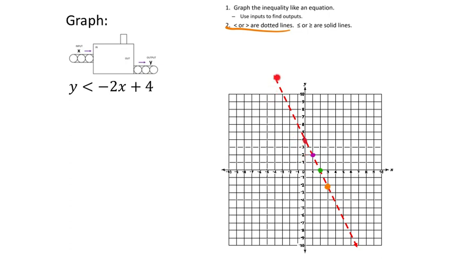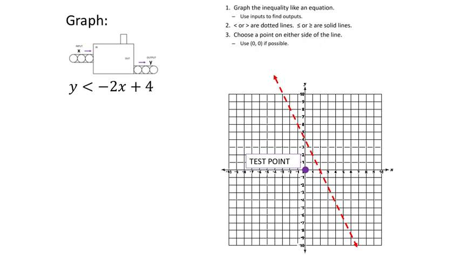Again, we're just going through the steps, right? We solved the equation, we put in inputs and outputs, we put the line on the graph, and then we realized it should be dotted, so we dot this up or dash it up. Next, we're going to choose a point on either side of the line. We'll use the origin 0, 0 if it's possible. So I put that point here in purple. It is my test point, and then I'm just checking for truthfulness or falsefulness.